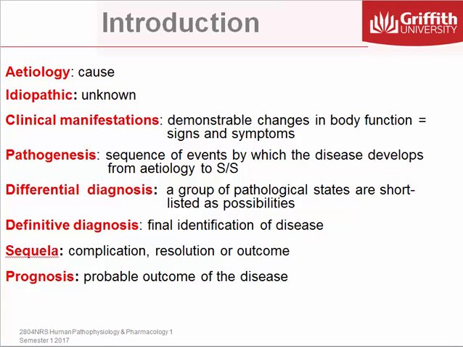Then you can slowly work through that differential diagnosis list and rule in and rule out through certain tests and observations, and that can lead you to the definitive diagnosis, which is the final identification of the disease. The sequela is what we call the complications, so whether there are further complications or a final resolution of that disease process. And finally we have the prognosis, which is the probable outcome of that condition or disease.